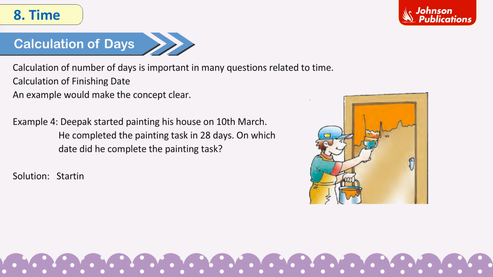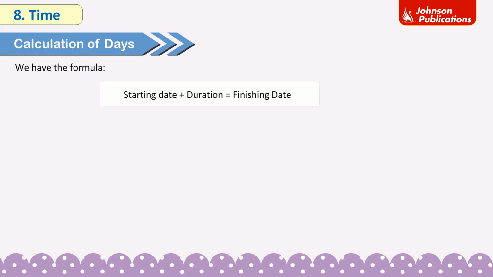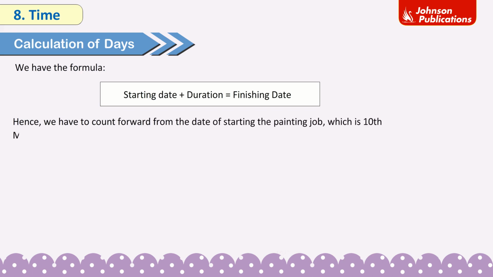Solution. Starting date of painting equals 10th March. Time taken for painting equals 28 days. Finishing date for painting equals question mark. We have the formula. Starting date plus duration equals finishing date. Hence, we have to count forward from the date of starting the painting job, which is 10th March. We shall count in parts.